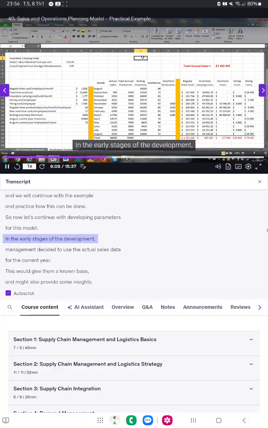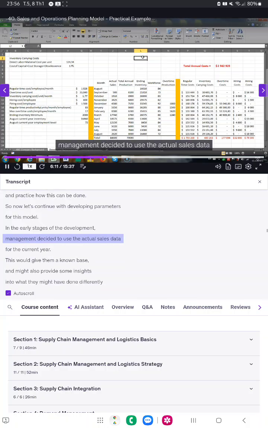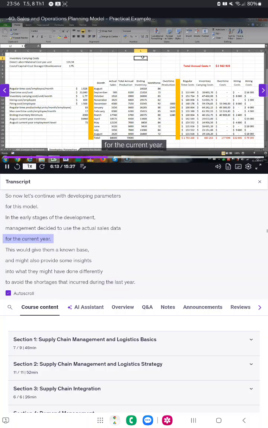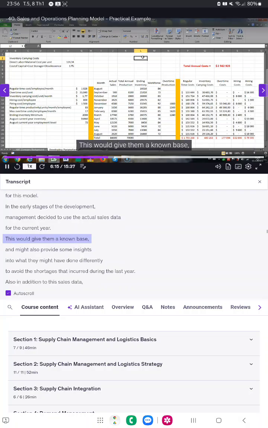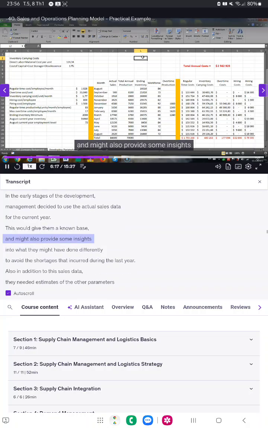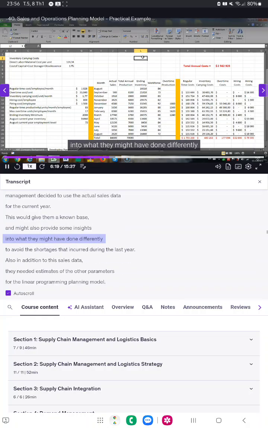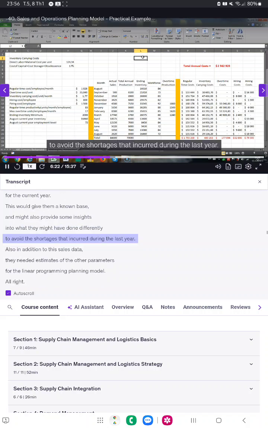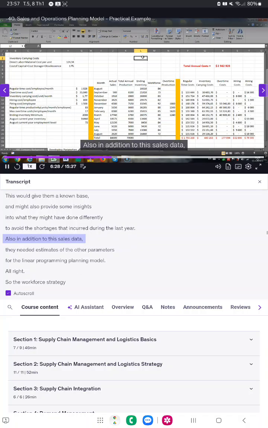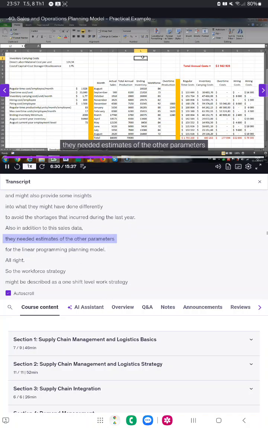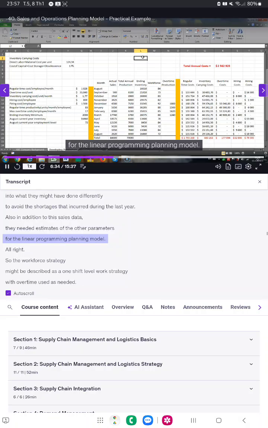In the early stages of the development, management decided to use the actual sales data for the current year. This would give them a known base and might also provide some insights into what they might have done differently to avoid the shortages that occurred during the last year. Also, in addition to the sales data, they needed estimates of the other parameters for the linear programming planning model.